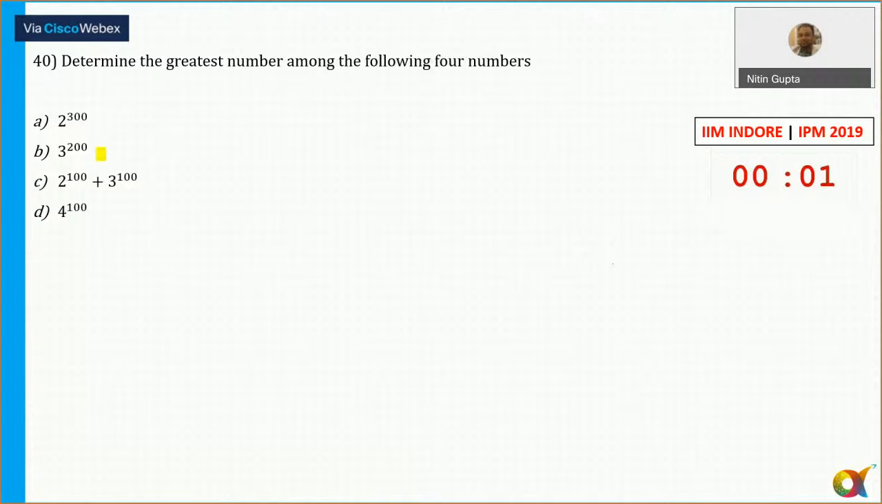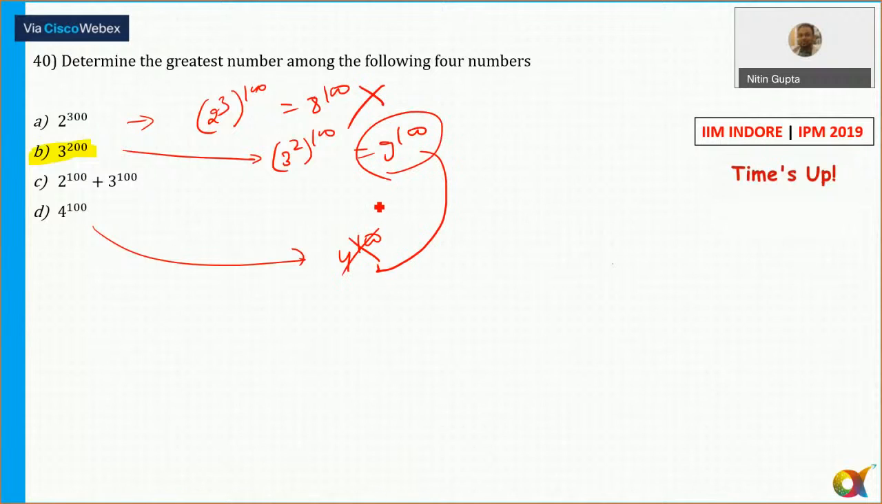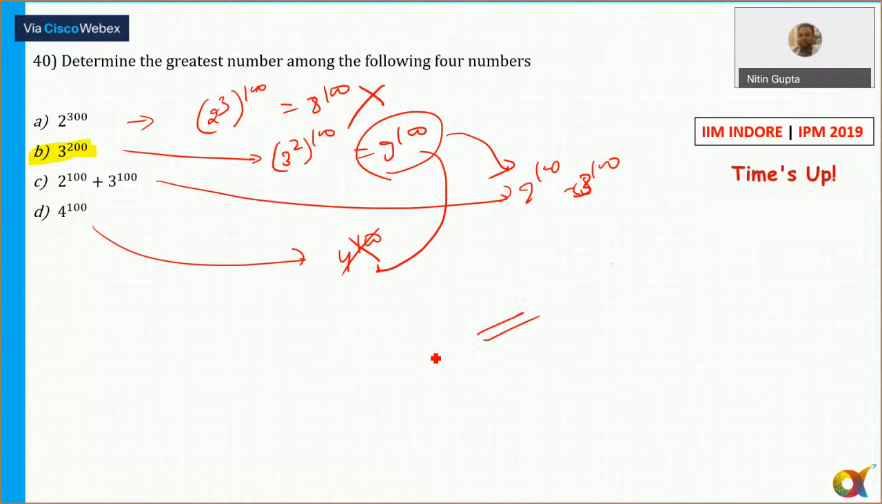I don't need a discussion. 2 raised to power 300, that is 2 to the 100 cubed, which is 8 to the 100, means 9 to the 100 is greater. So there can't be the first option. The first option is 4 raised to power 100. So among these, the 9 to the 100 answer is quite obvious, always greater than 2 raised to power 100 plus 3 raised to power 100 here. So the answer is option number B, an easy one. Can I move to the next question?